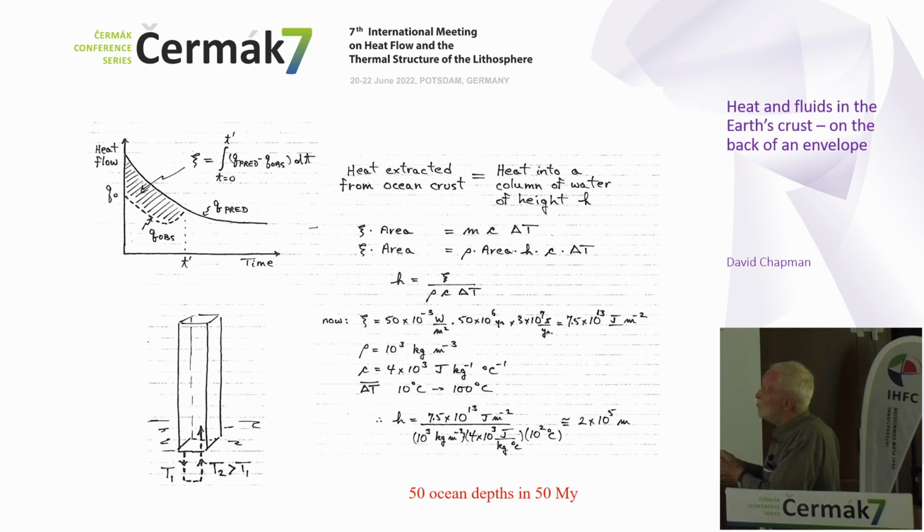If you plug in reasonable numbers, then what you get for h is 200 kilometers. 200 kilometers of water. The average ocean depth is 4 kilometers. That's 50 ocean depths. So it works out really nice as 50 ocean depths in how long? 50 million years. So that means the whole ocean is going through the crust every million years. Amazing. Okay.